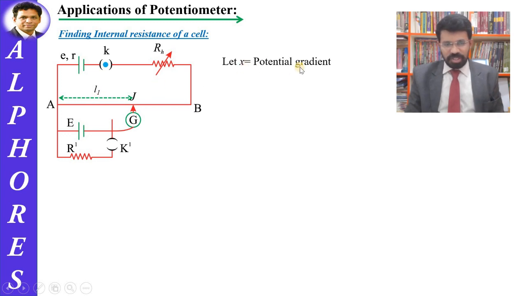See, X is what? Potential gradient, potential per unit length. Over a length L1, what will be the potential? X into L1, that's it. So that X into L1 potential is exactly equal to what? E. So that, we are seeing a null deflection in the galvanometer. So what equation can you write? EMF of the cell is exactly equal to potential difference across a length equal to L1.